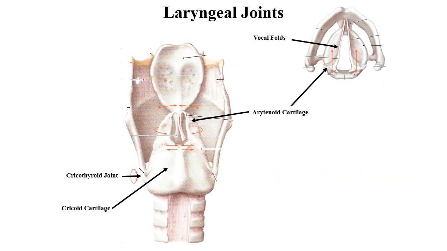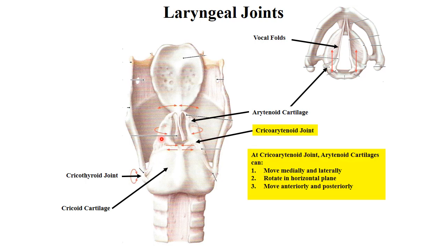Now that's our cricothyroid joint and why we need it. Now we've got another joint here and here between the cricoid cartilage again, but this time between the cricoid cartilage and the arytenoid cartilages. The other one was between the cricoid cartilage and the thyroid cartilage. So these are the cricoarytenoid joints here and here. What happens at those joints? Well, a whole bunch of things.